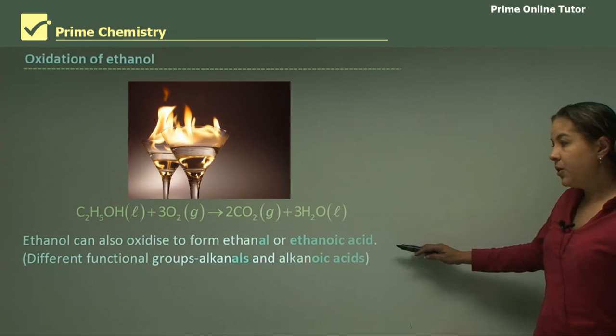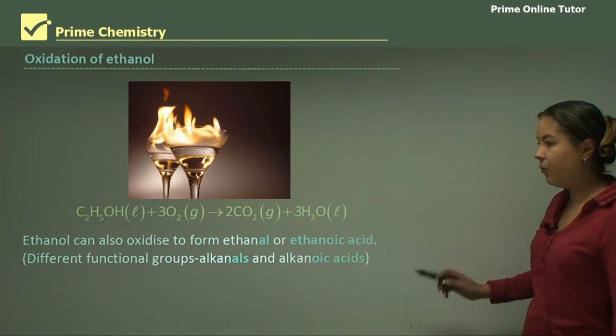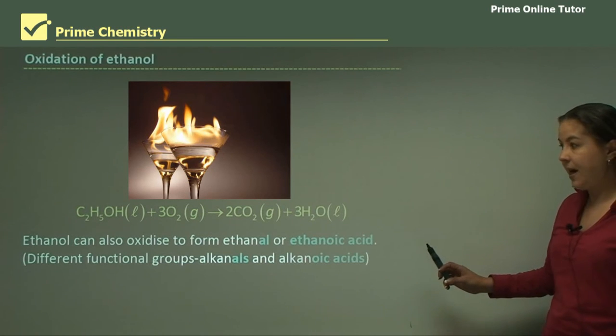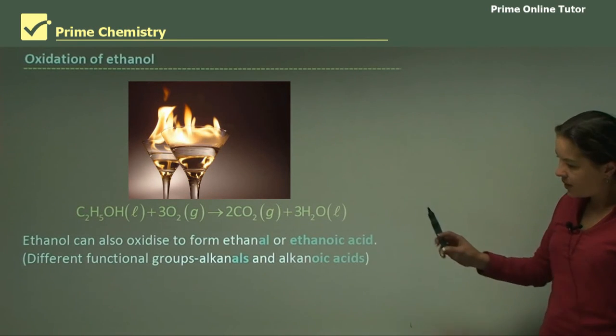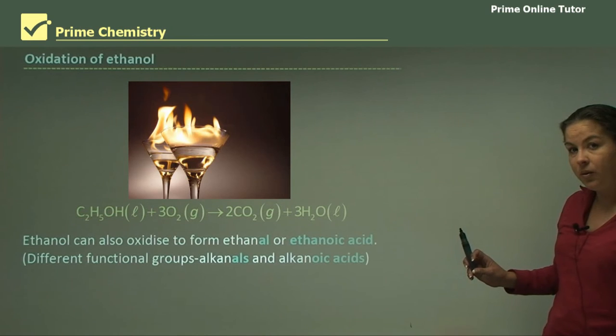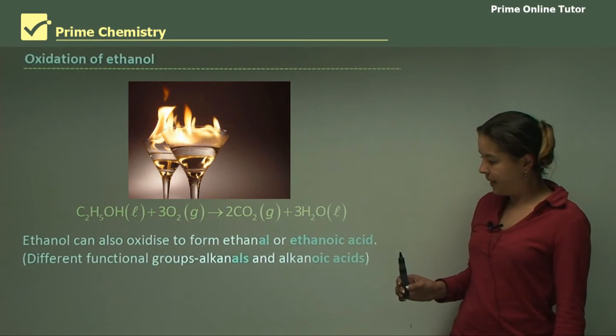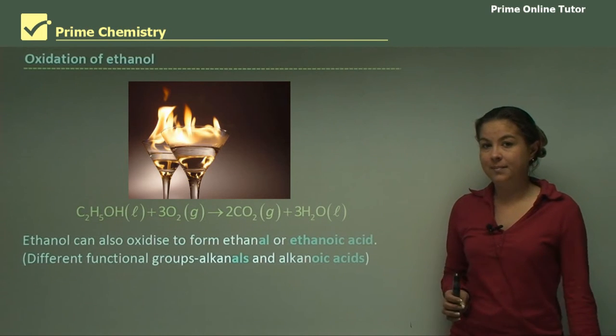Okay, ethanol can also oxidize to form two new species called ethanal or ethanoic acid. So the reason that they have those different suffixes on the words is because they have different functional groups, and they're called alkanals or alkanoic acids.